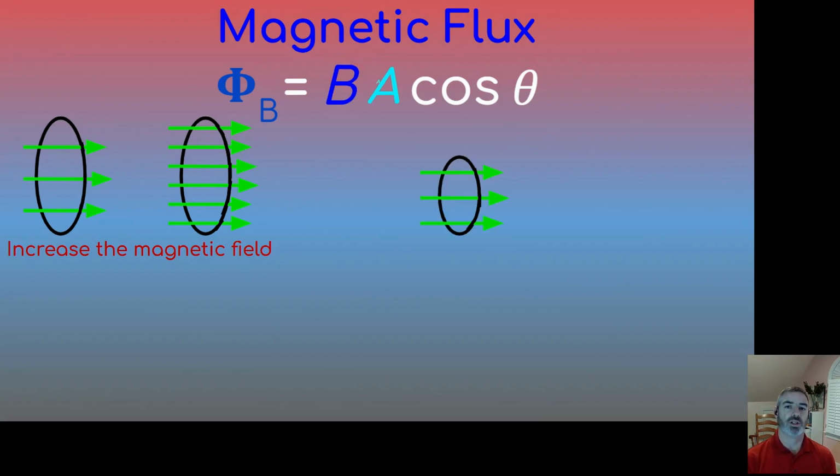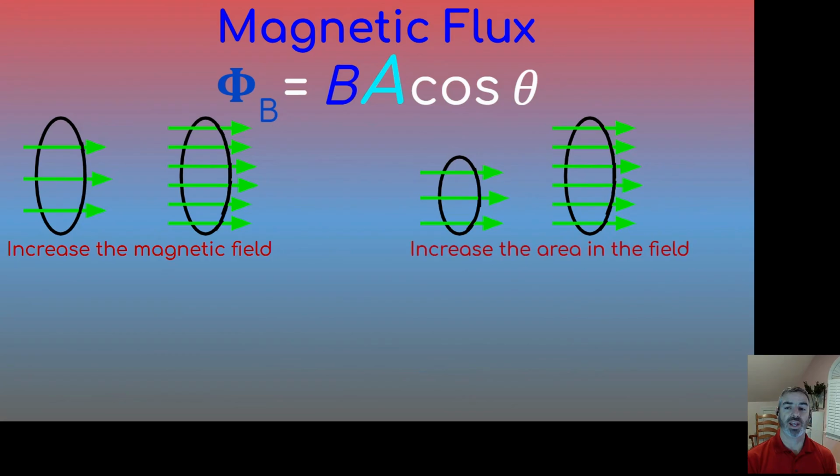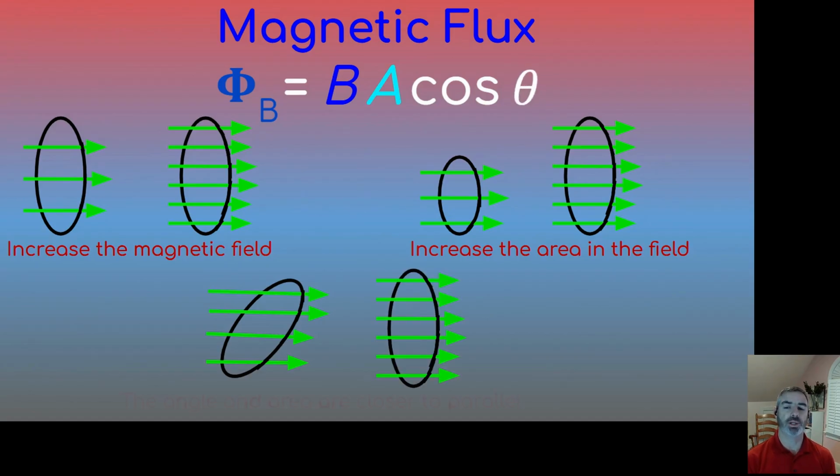Another way we can change magnetic flux is by changing the area. If we go from a smaller area to a larger area, that just means we're going to have more field lines going through, so we increase the magnetic flux. The third way that we can change magnetic flux is by changing the angle between the area and the magnetic field. When the magnetic field and area vectors are parallel to each other, that maximizes the magnetic flux. If there's an angle, then we have a smaller magnetic flux, as you can see in the example at the bottom of the screen.